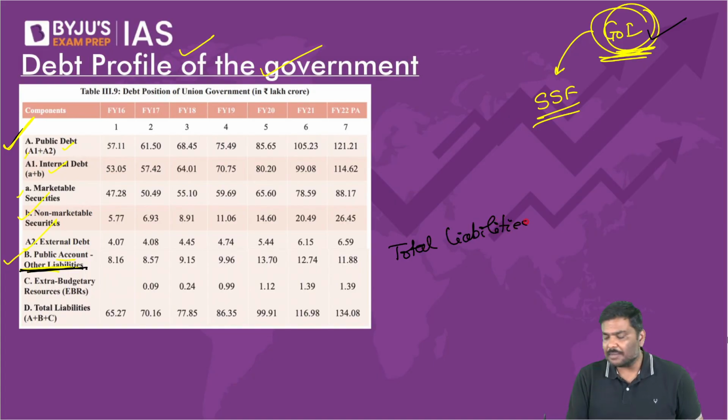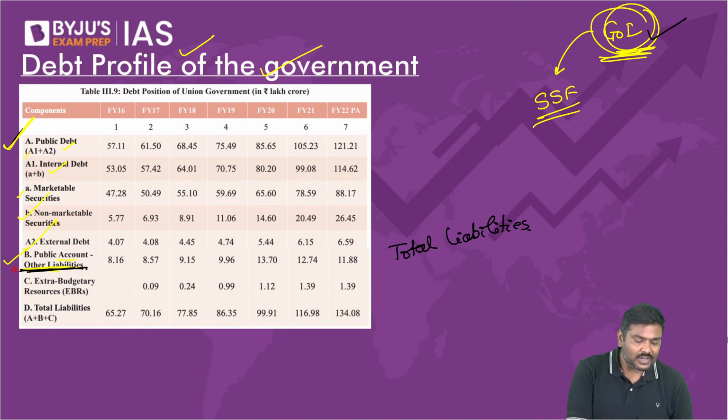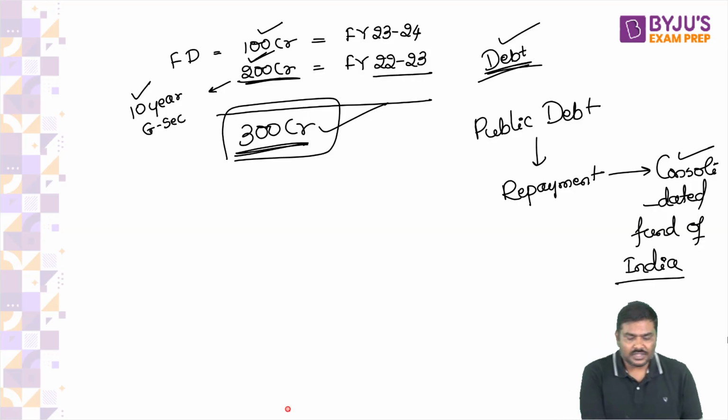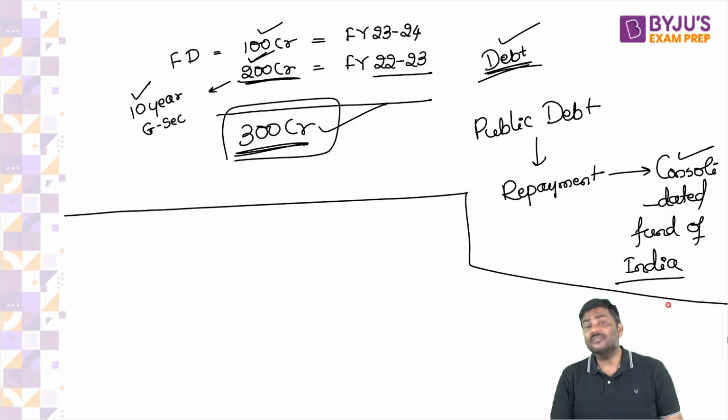So the first one is public debt: money taken from the consolidated fund. The second one is public account liability. The third one is slightly tricky: extra budgetary resources. What do you mean by extra budgetary resources? Let me explain with an example. Listen to the example very carefully.